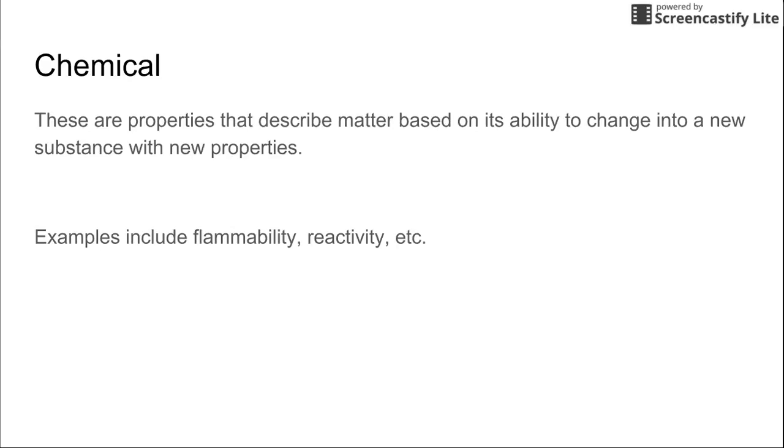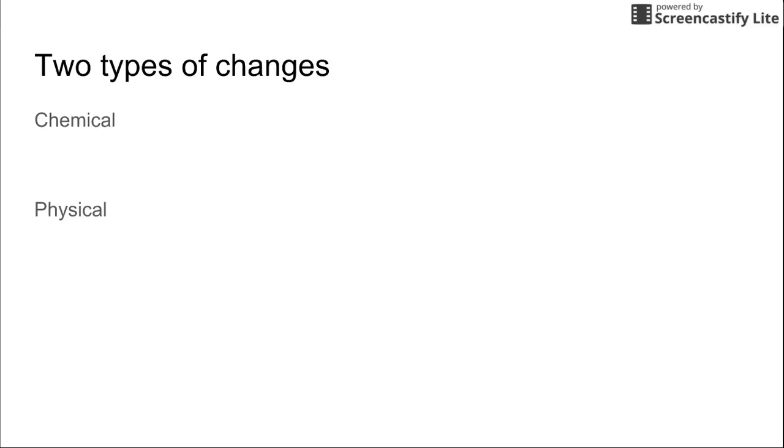Chemical properties describe matter based on its ability to change into a new substance with new properties. This includes flammability, reactivity, anything that has to do with a chemical reaction and it changing into a new substance, and its ability to actually do that.